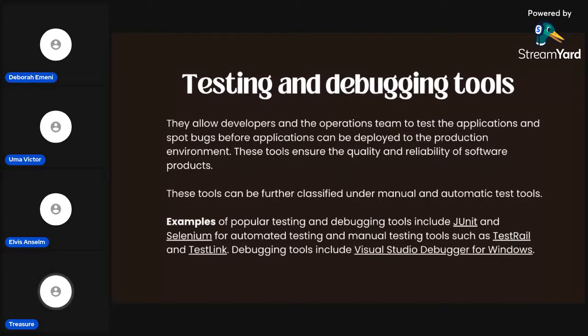Now, these testing and debugging tools can be divided into two categories too. We have the manual testing tools and the automatic testing tools. An example of the manual testing tools is Selenium and JUnit. They offer a sandbox where you can test your application before you move it live. There are many other testing tools out there too, but if you have the time, you can go and investigate more. Then for the automatic testing tools, we have the Visual Studio Debugger, TestLink and TestRail. Those tools allow us to test the application during the DevOps pipeline.